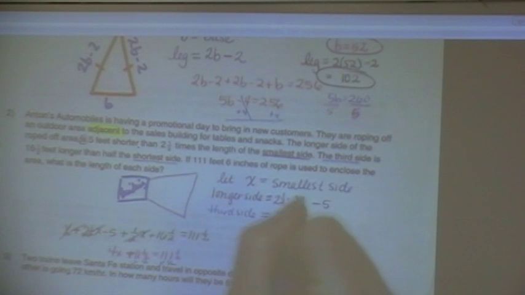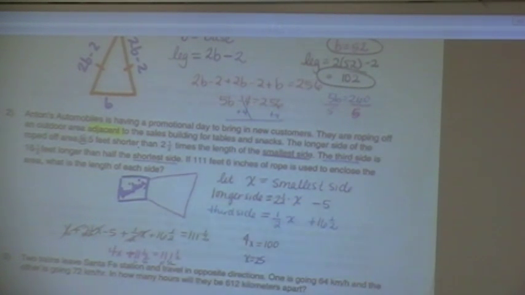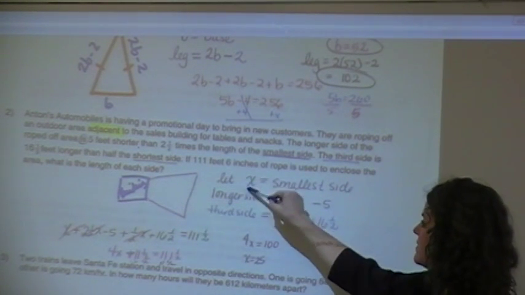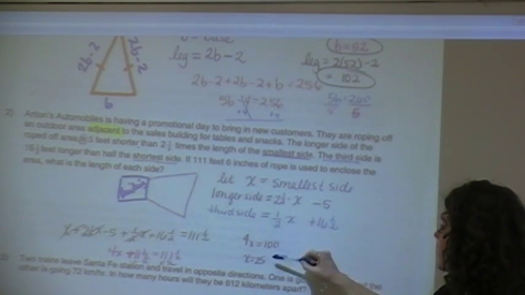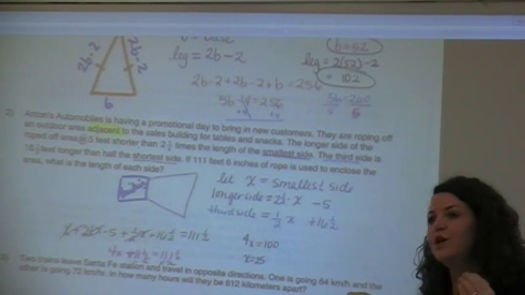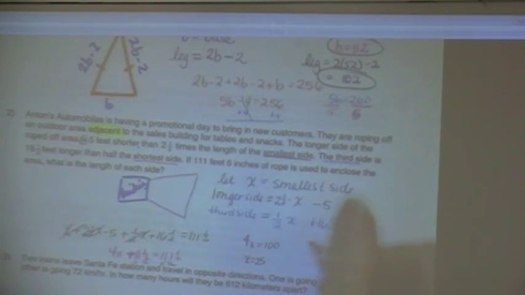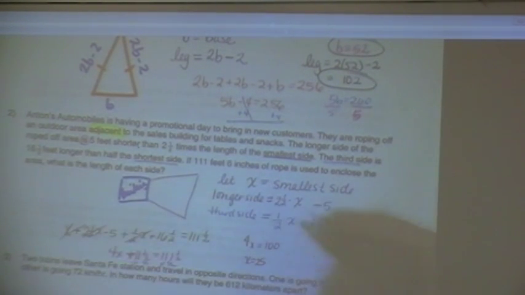So x equals 25. Now, that is one of the sides. It asks you to find all three. So that's my small side. Now you just take the 25 and you plug it in. And you can use your calculator to do that. Plug it in and figure out what the other side measurements are. Longer side.